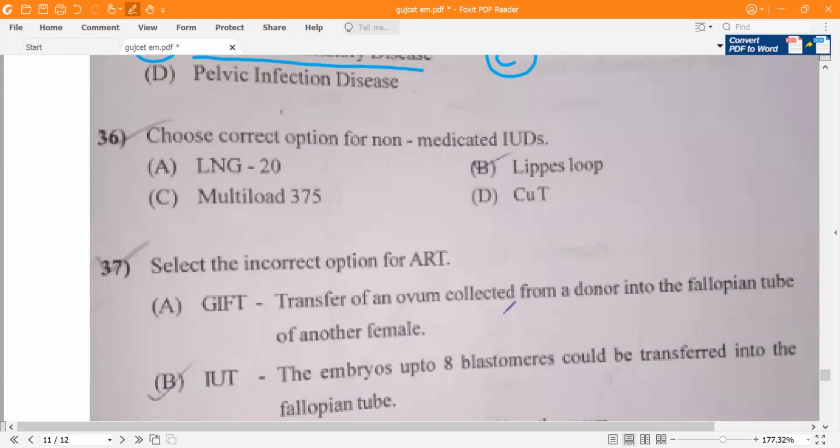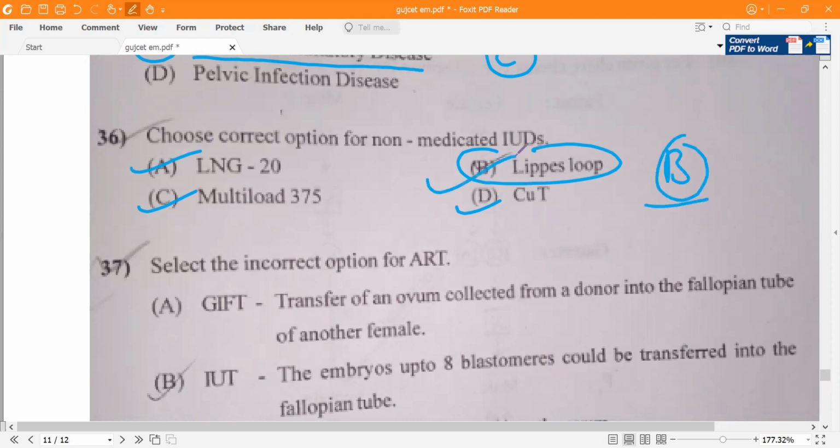Non-medicated IUD, intrauterine devices. What is non-medicated? It is Lippes loop. There can be three types of devices: hormone based, copper based, or non-medicated. These are all copper releasing, like CuT 375. These are hormone releasing. So this is the correct answer, B. Lippes loop is non-medicated.